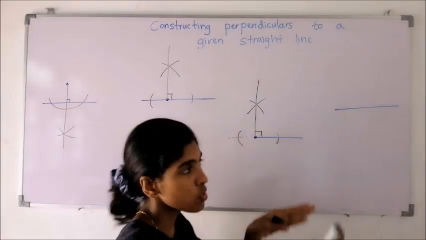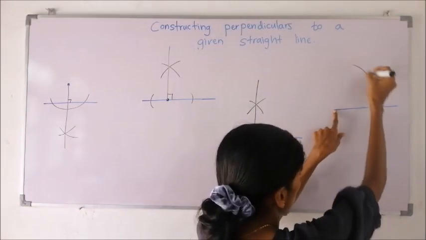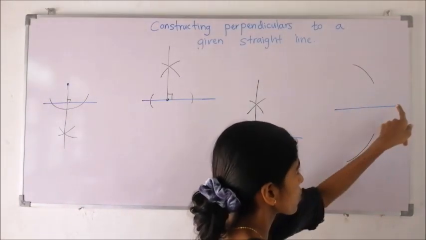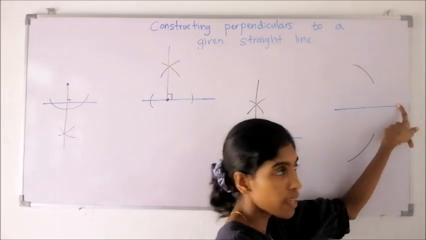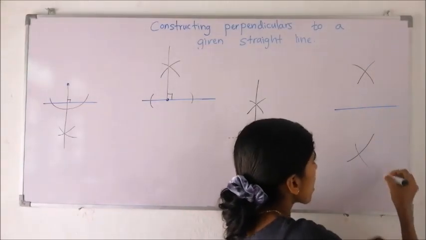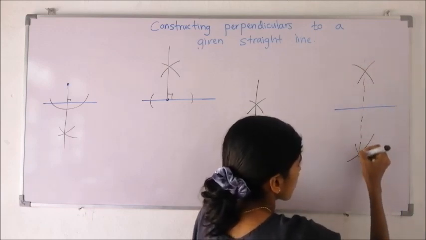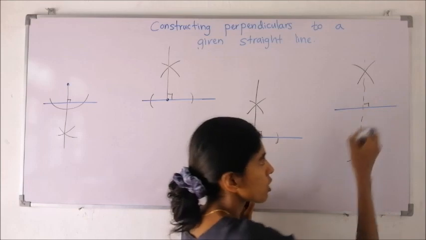Next, perpendicular bisector. Open the compass to more than half of this length. Keep the middle point here, up and down, draw two arcs. Without changing the length that you took earlier, keep the middle point here, draw another two arcs up and down as if to cut the previous arcs. This is the perpendicular bisector.